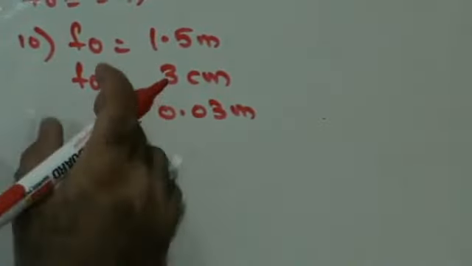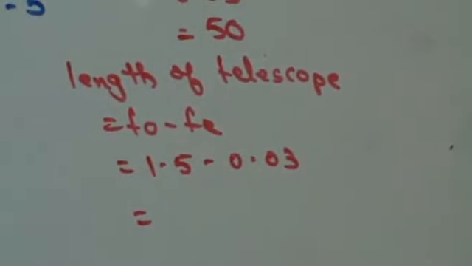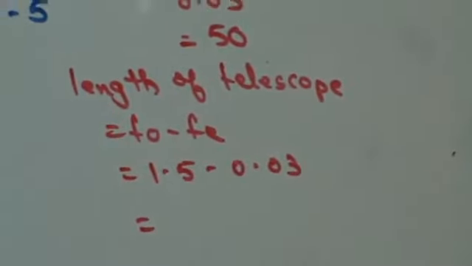Now, for an astronomical telescope, the length of the telescope is f0 plus fe. For a Galilean telescope, the length of the telescope is f0 minus fe. So in that case, this is going to be nothing but 1.5 minus 0.03. So that is 1.47 meters, right?